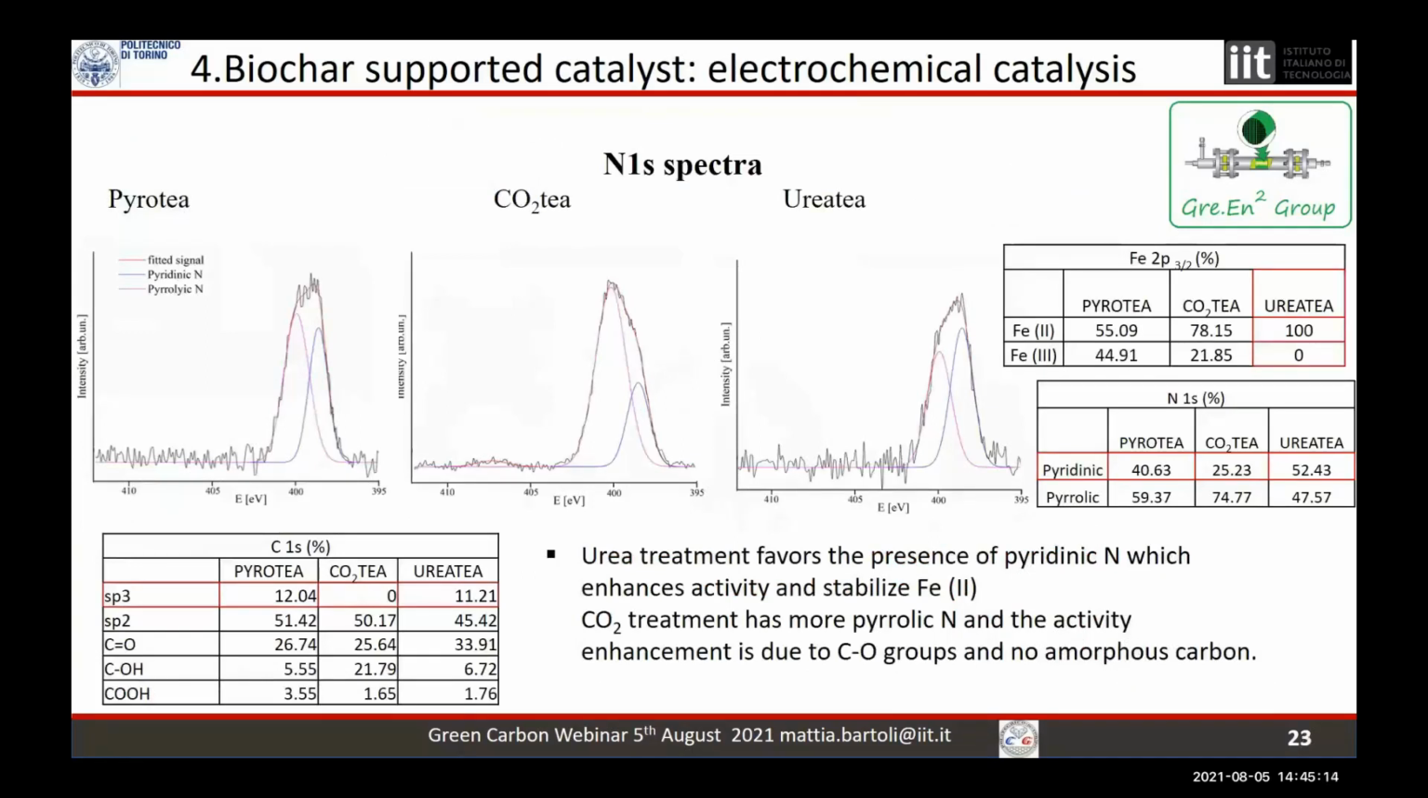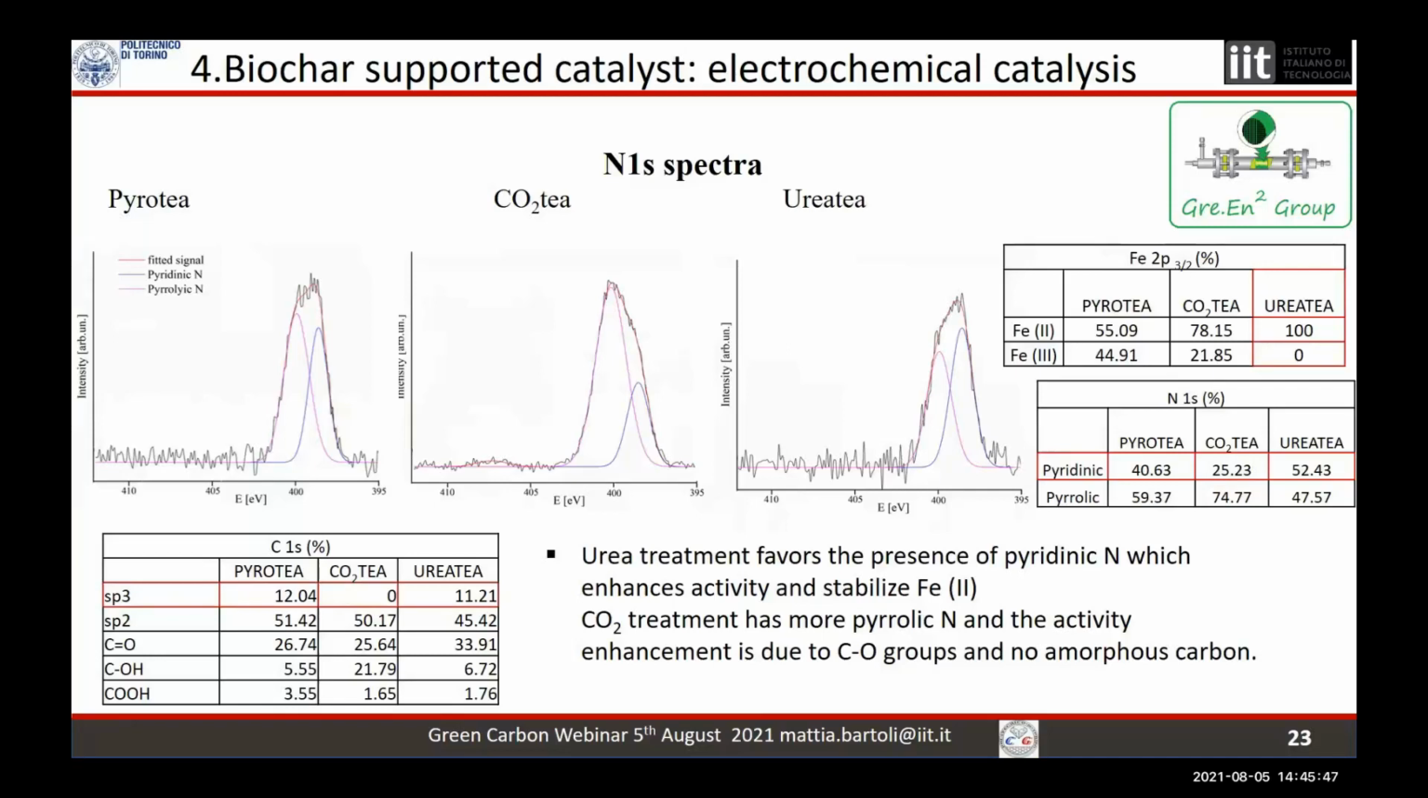Here I report the XPS analysis of the materials after the ball milling: the pyrolyzed one, so the original after the insertion of iron sites, the CO2 activated one in the center, and the urea treated one. Here, the most interesting thing is the amount of iron 2, the real catalytic sites, which increases after the modification of the biochar substrate by using carbon dioxide or urea.